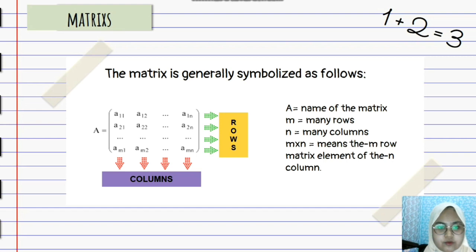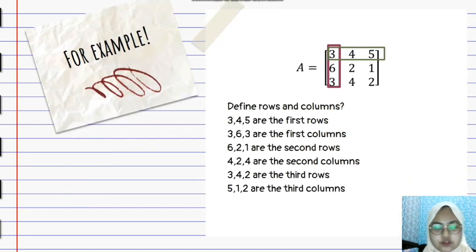The matrix is generally symbolized as follows. You can look at the picture in the PowerPoint. The yellow is rows and the purple is columns. A is the name of the matrix, M is the number of rows, N is the number of columns. M times N means the element in the M row and N column. For example, matrix A equals the brackets 3, 4, 5, 6, 2, 1, 3, 4, 2. Define rows and columns. 3, 4, 5 are the first row. 3, 6, 3 are the first column, 6, 2, 1 are the second row, 4, 2, 4 are the second column, 3, 4, 2 are the third row, 5, 1, 2 are the third column.